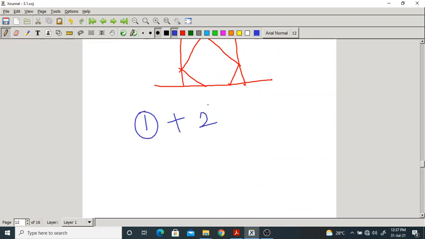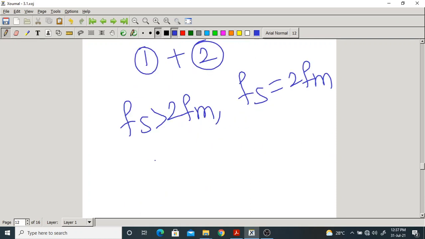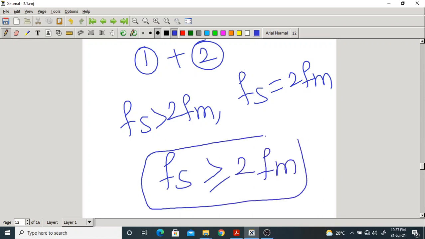So the reconstruction is possible theoretically in case 1 plus case 2. What is case 1? Fs is more than 2Fm. Case 2: Fs is equal to 2Fm. But combinedly what can you write? Fs should be more than or equal to twice the Fm. This is the condition for reconstruction or interleaving.